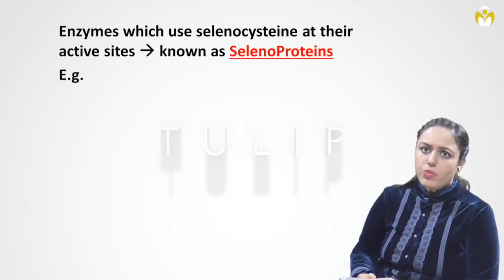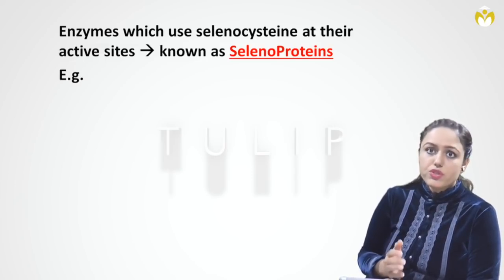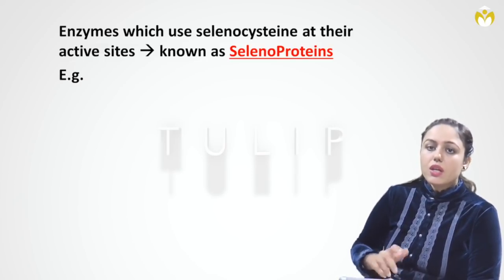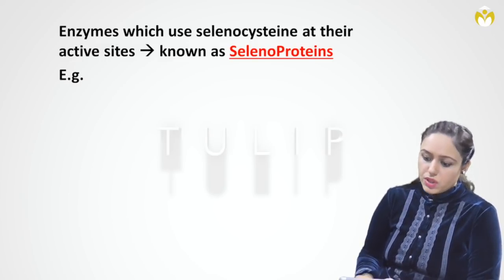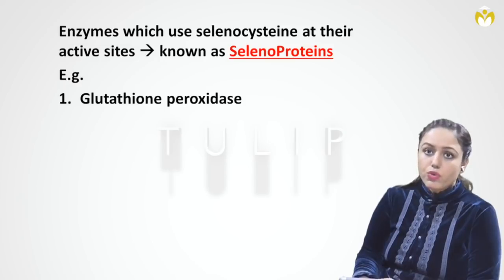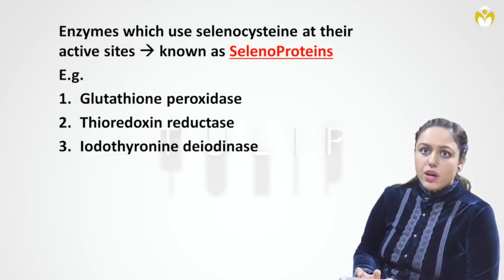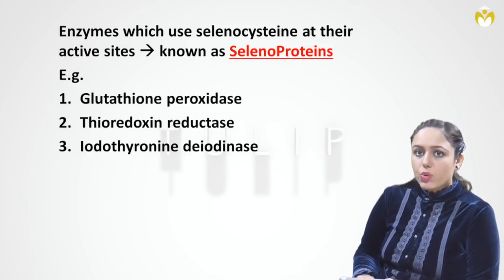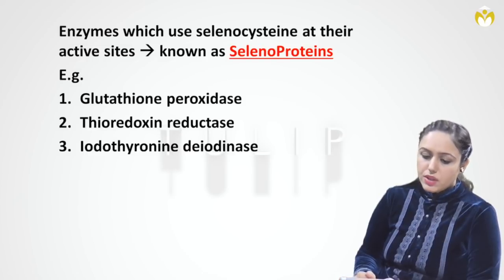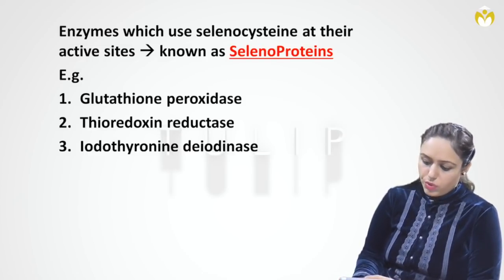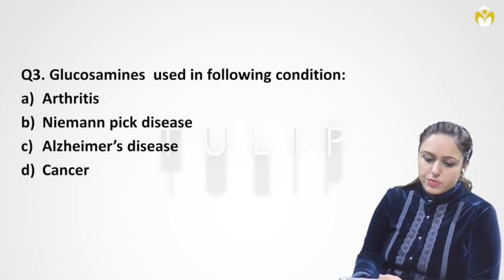Now, one more important point I can include here is that enzymes which use selenocysteine, the 21st amino acid, at their active site are known as selenoproteins. Mostly these selenoproteins are peroxidases and reductases. I can give you a few very important, frequently asked examples: glutathione peroxidase, thioredoxin reductase, and iodothyronine deiodinase. These three enzymes require selenocysteine. They are known as selenoproteins.